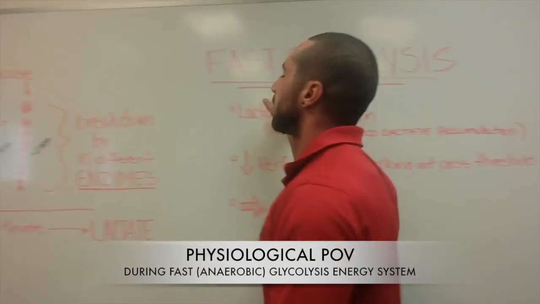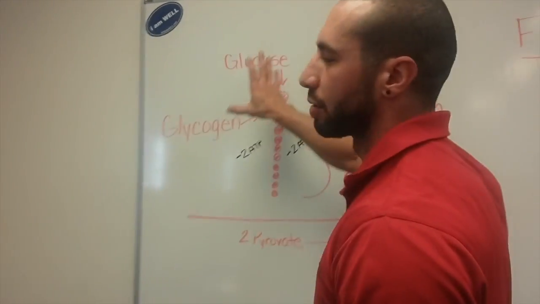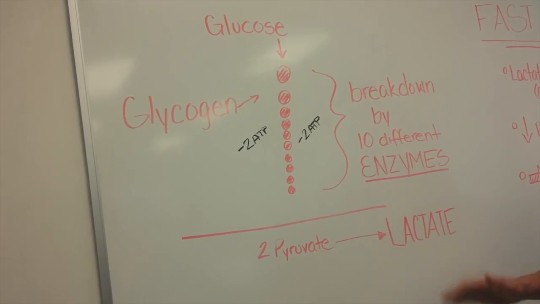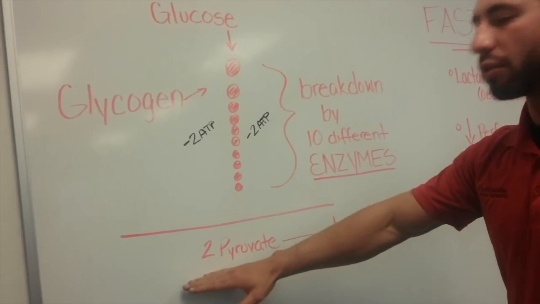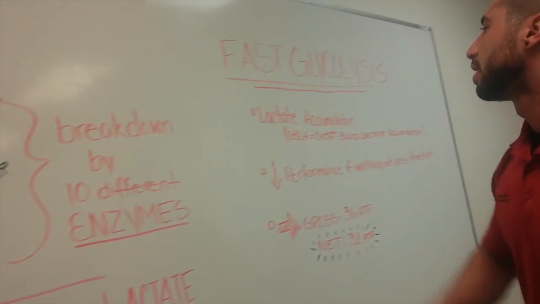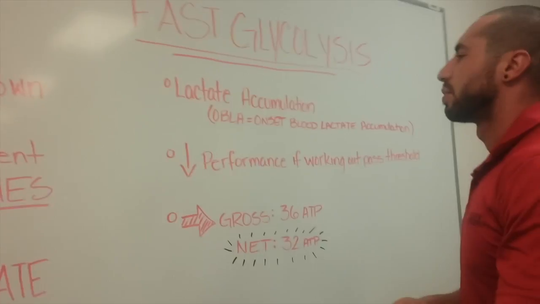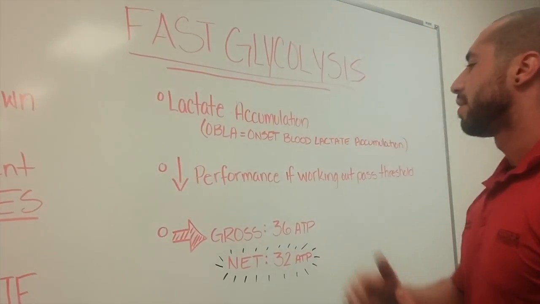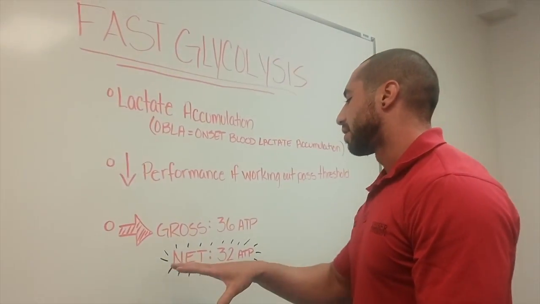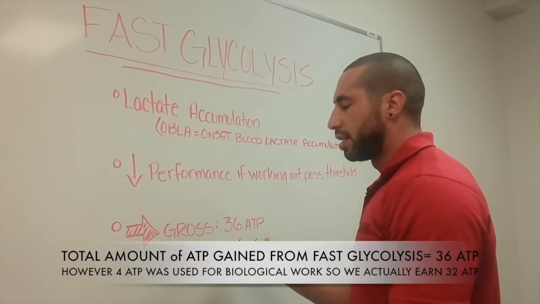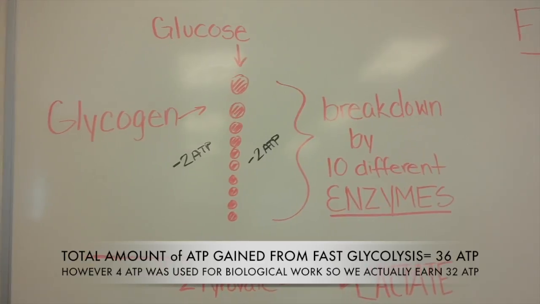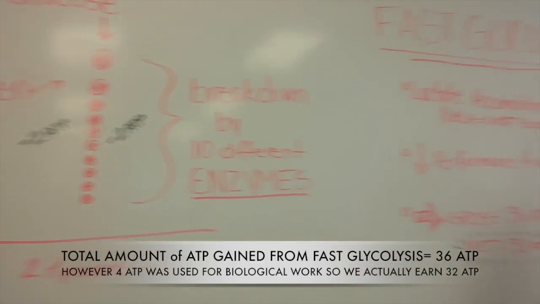During fast glycolysis, we have the breakdown of glucose or stored glycogen, which is broken down by 10 different enzymes that will equal out to 2 pyruvate. Now, these 2 pyruvate will metabolize into lactate. Once it metabolizes into lactate, you get your lactate accumulation, which is your lactate buildup. Then you will have a decrease in performance if you're working past your threshold. Our bodies naturally have 36 ATPs, and 4 of them are used up biologically, and we end up with 32 ATP at the end.